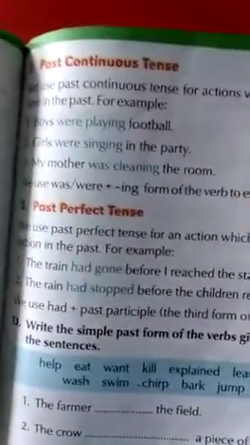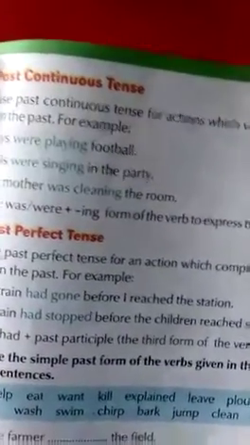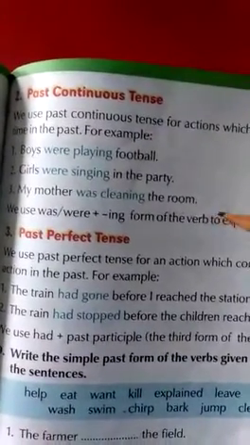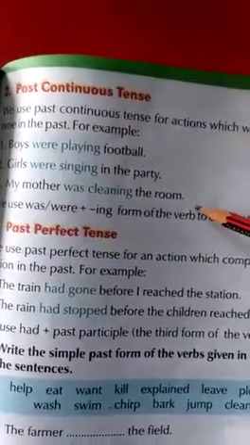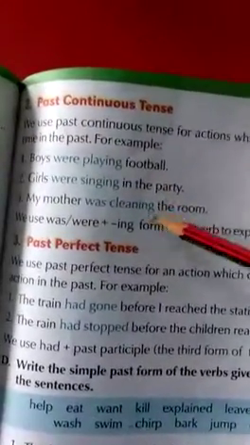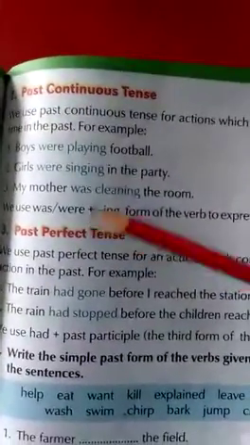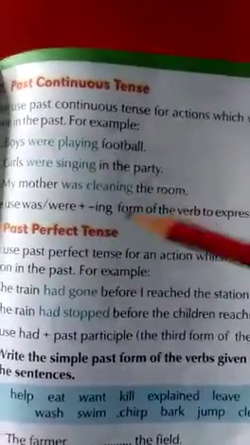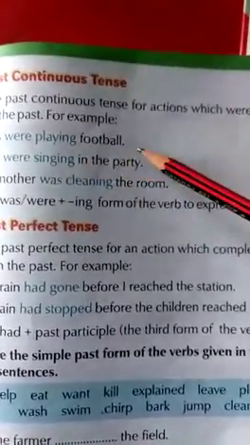We use past continuous tense for actions which were going on at a particular time in the past. For example, boys were playing football, girls were singing in the party, my mother was cleaning the room. As I told you before with the present continuous tense, we use was and were as helping verbs in this tense. In past continuous tense we use first the subject, then the helping verb was or were. Was is used with a singular subject and were with a plural subject. Then the first form of the verb with ing, then the object.